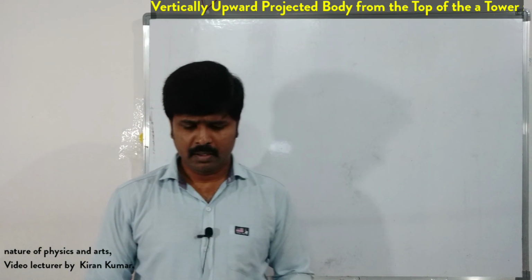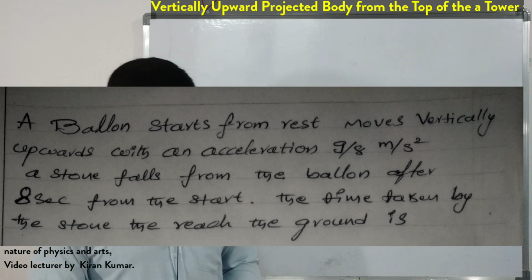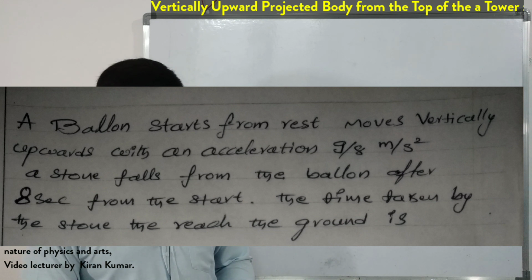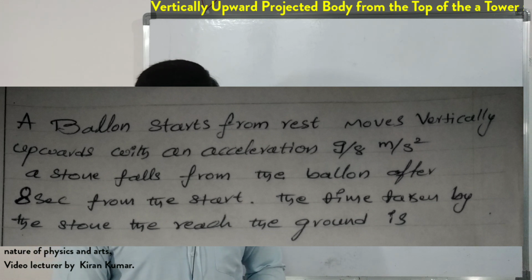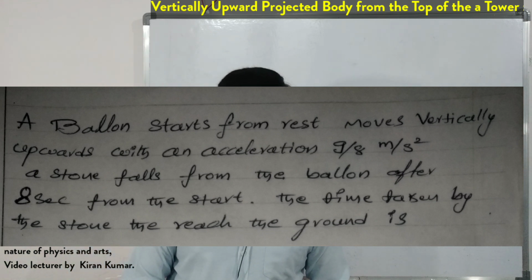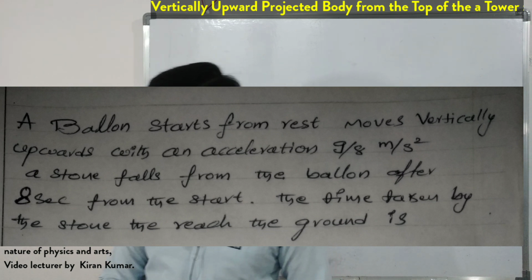First numerical: a balloon starts from rest and moves vertically upward with an acceleration of g by 8 meter per second square. A stone falls from the balloon after 8 seconds from the start. The time taken by the stone to reach the ground is?